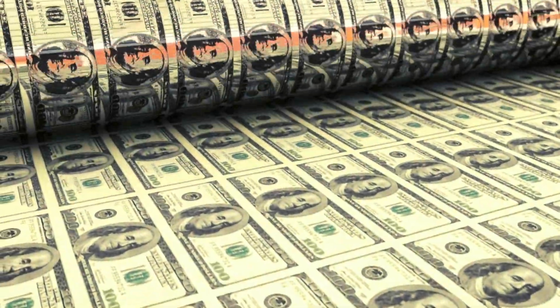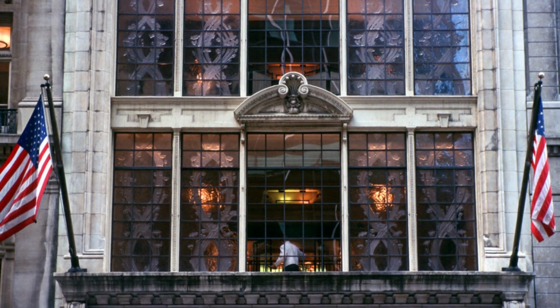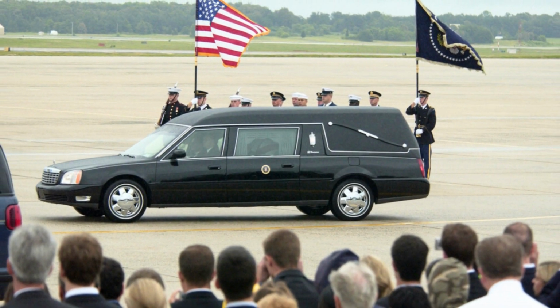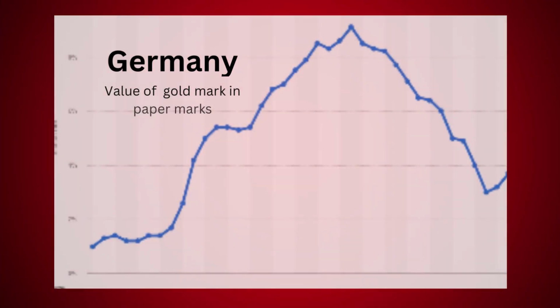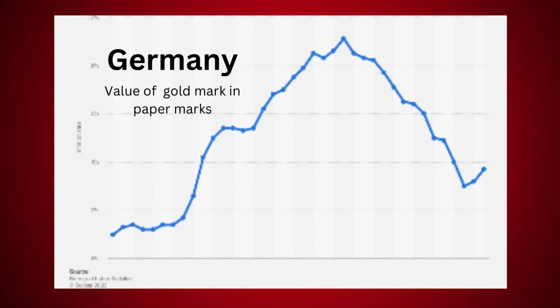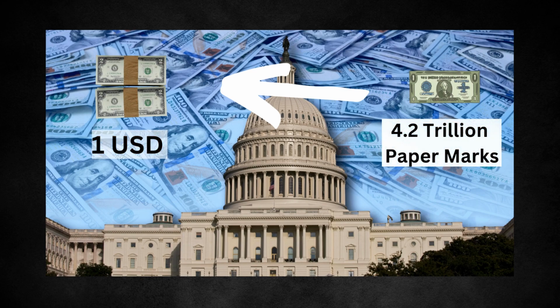We all know that printing money is very, very unhealthy for an economy. And every time a country has attempted to print money, it has led to disastrous consequences. For example, in the 1920s, the Weimar government printed over 500 billion paper marks, and in just 3 years, the inflation rate in Germany got so bad that at its worst it took 4.2 trillion paper marks just to buy $1.